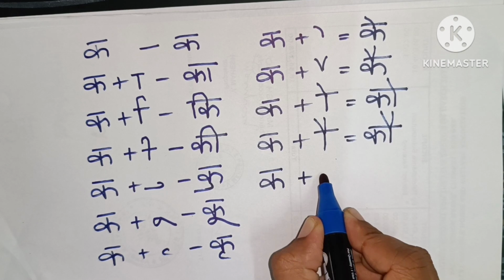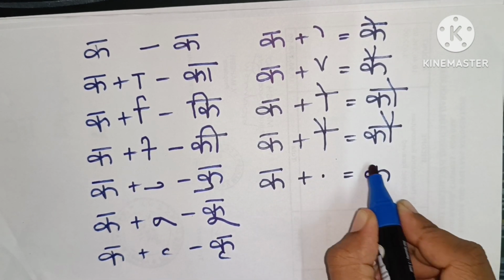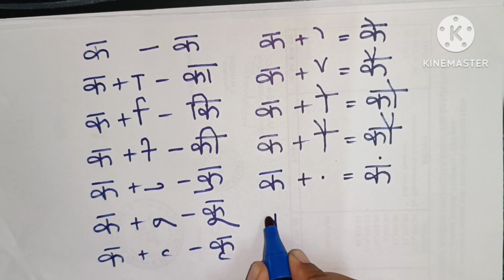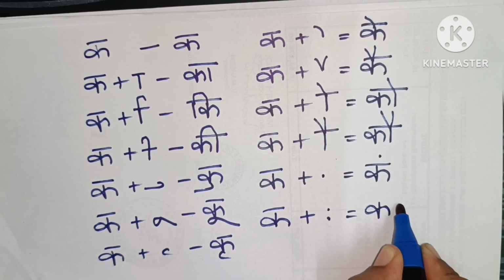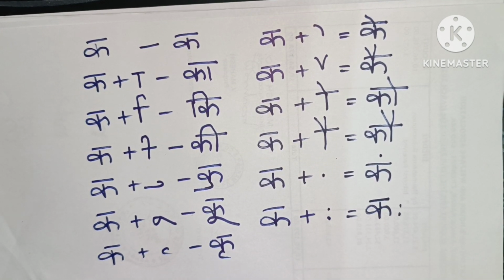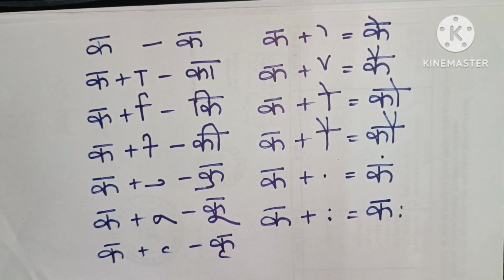Ka plus anusvara is Kam. Ka plus visarga is Kah. So here finally we have written the Barakhadi for letter K.